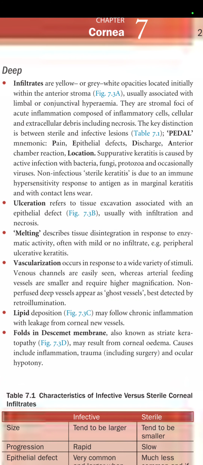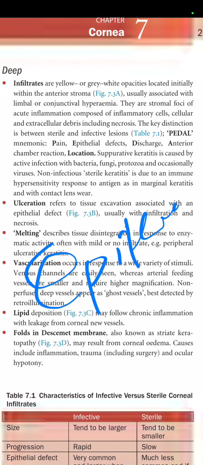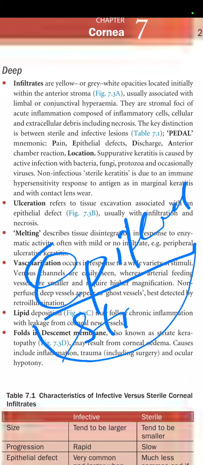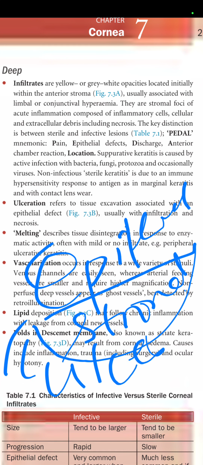Next of the deep corneal signs is ulceration. Ulceration refers to a tissue excavation associated with epithelial defect, usually with infiltration and necrosis. So ulceration is not only the epithelial defect, where the epithelium is damaged, but there is also loss of the stromal tissue, which we call an ulcer, and there is whitening and infiltration present in the other tissue, and there are signs of necrosis.